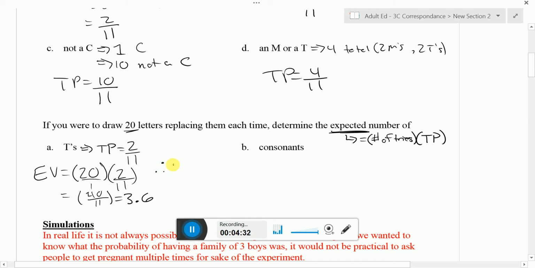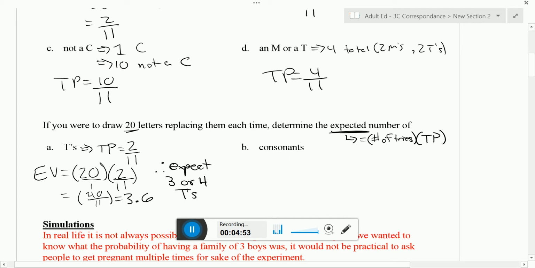So we say therefore we would expect 3 or 4 T's. Again, if it's 0.4, 0.5, or 0.6, we say 3 or 4. If it was below 3.4, we would say 3. Above 3.6, we would say 4.